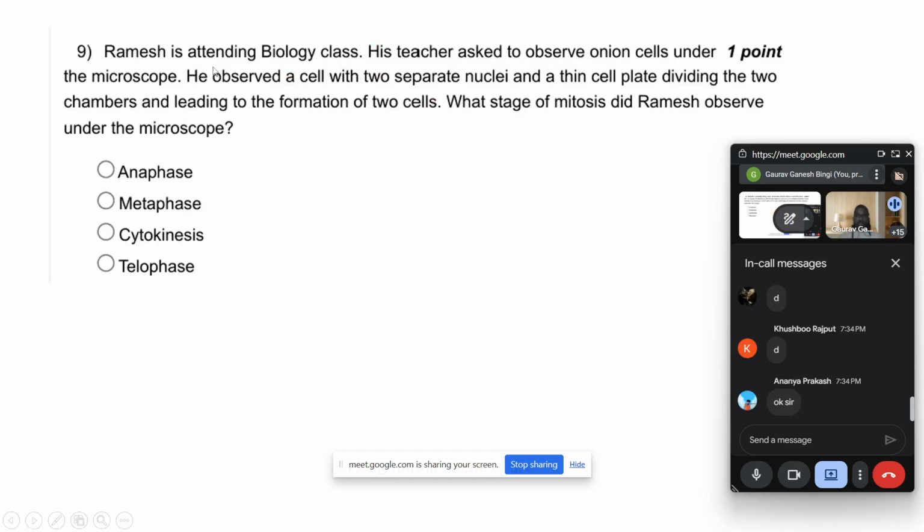Okay, so there is Ramesh who is attending a biology class. His teacher asked him to observe onion cells. In your initial 11th and 12th class, you might have observed onion cells under a microscope, right? So you observed a cell with two different nuclei and a thin cell plate dividing the two chambers. So this specific line will tell you the answer itself. What stage of mitosis did Ramesh observe? Cytokinesis, because the thin plate is already being seen. So it's cytokinesis.